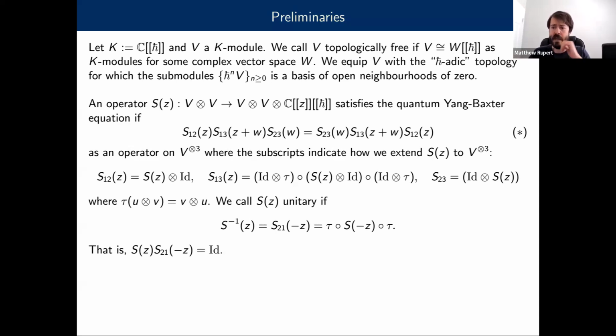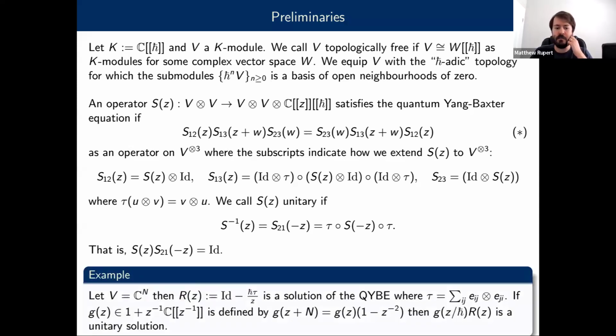Okay. And for vertex algebras, we'll actually need solutions which are unitary. A lot of basic results just don't hold if you don't have a unitary solution. And so this means it's invertible, and the inverse is given by S21 of negative Z.